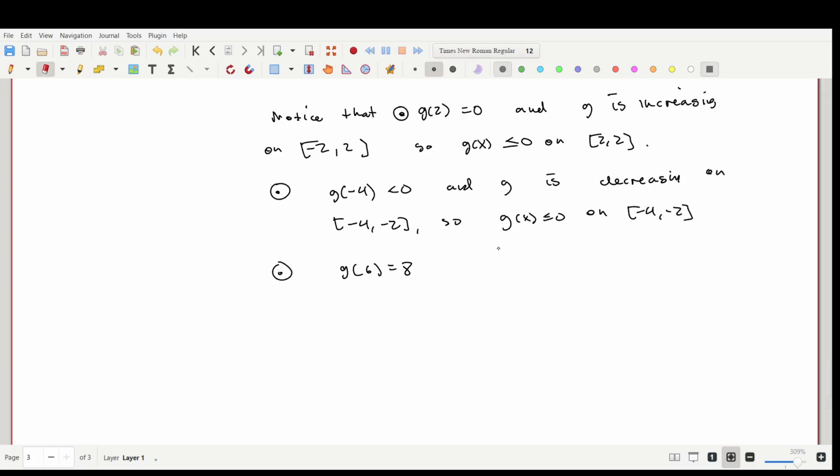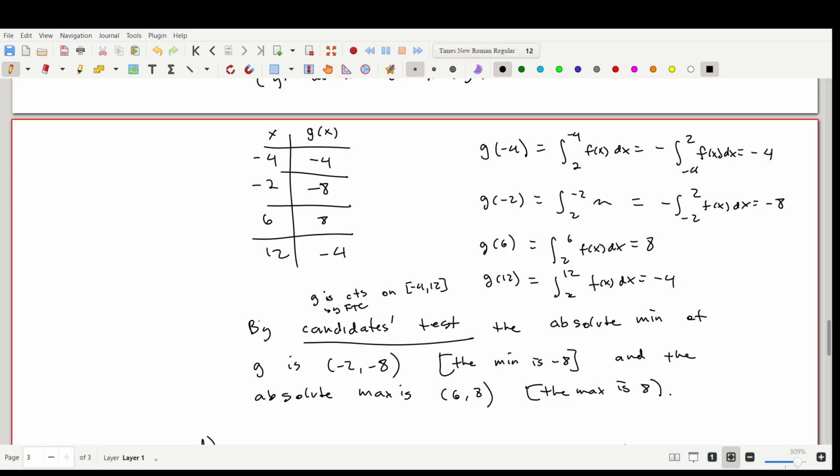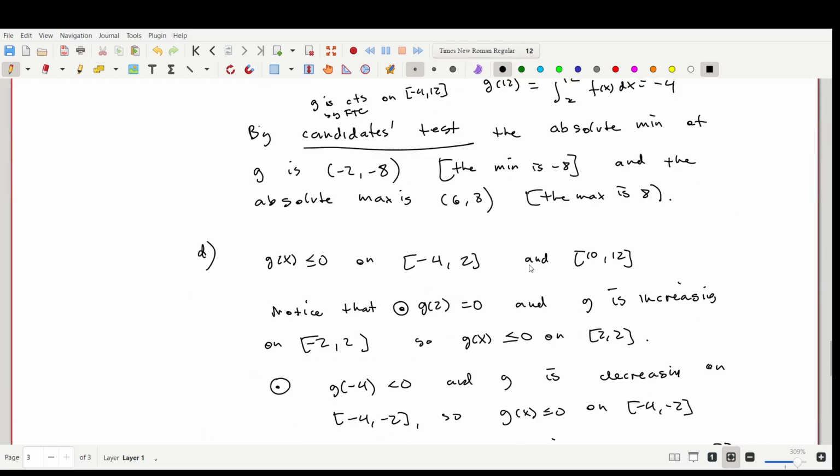Or I guess I don't need that yet. Again, we know g of 2 is 0, and g is increasing on 2 to 8. Is that right? Oh, 6, sorry. 2 to 6.